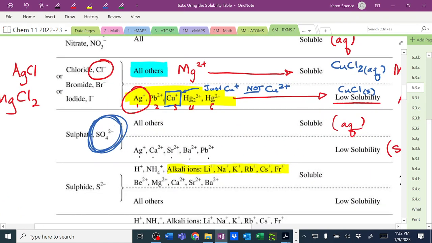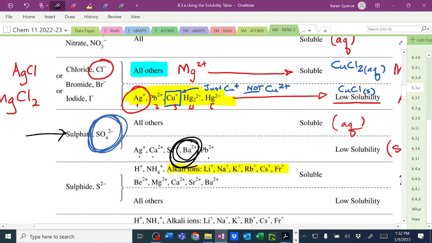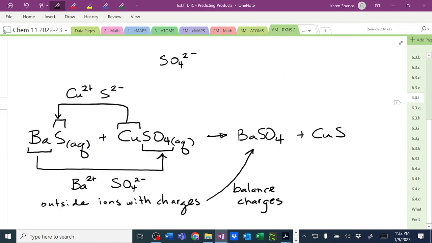Sulfate with barium is low solubility. So we are going to say sulfate with barium is low solubility, therefore it is a solid.